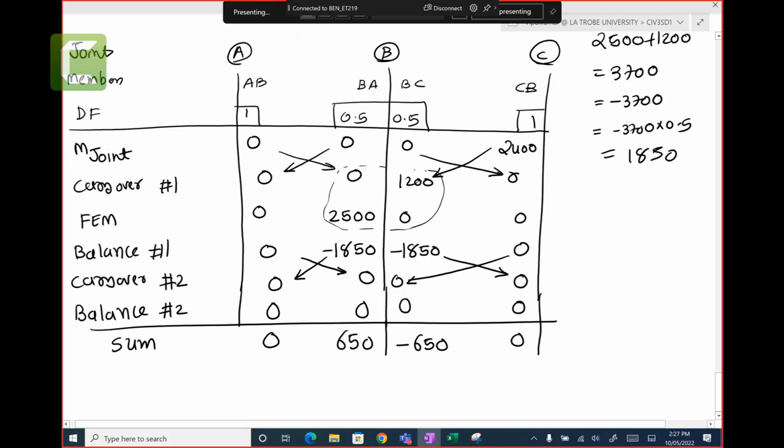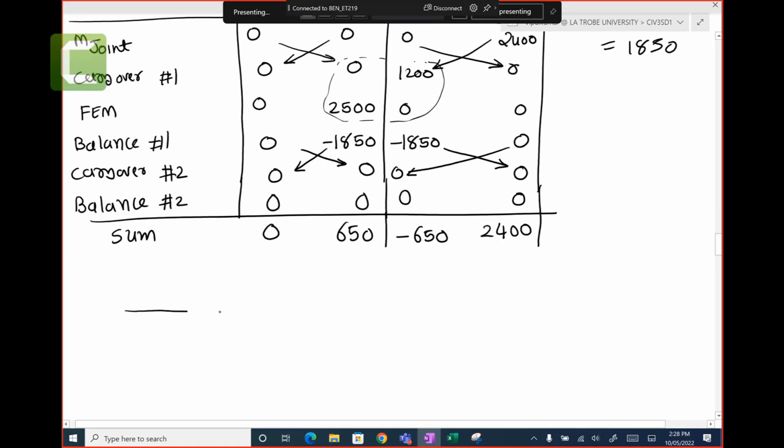Right? Oh, by the way, this is 2400. We have a concentrated moment. Any questions? After this, you can do the statics. You know how to do the statics, right? You put the end moments, or do you want me to show it? Statics. You okay?